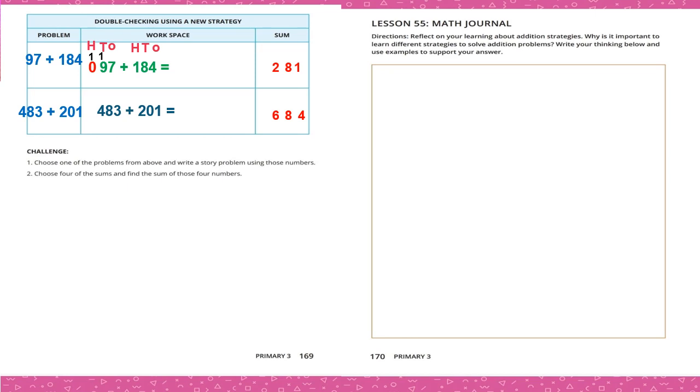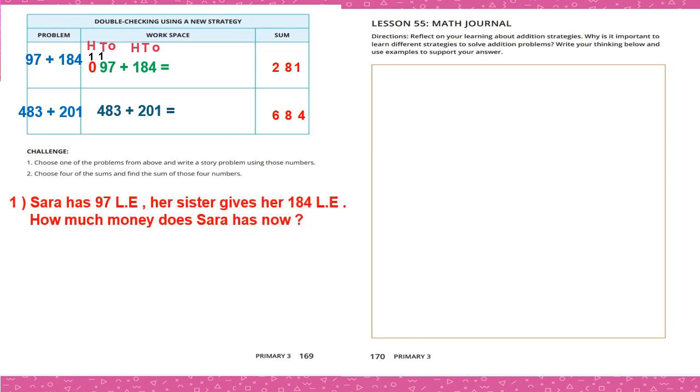Our challenge here, number 1, choose one of the problems from above and write a story problem using those numbers. Sarah has 97 pounds. Her sister gives her 184 pounds. How much money does Sarah have now? Number 2, choose 4 of the sums and find the sum of those 4 numbers. Here we have 4 numbers and we want to get the sum of those numbers.